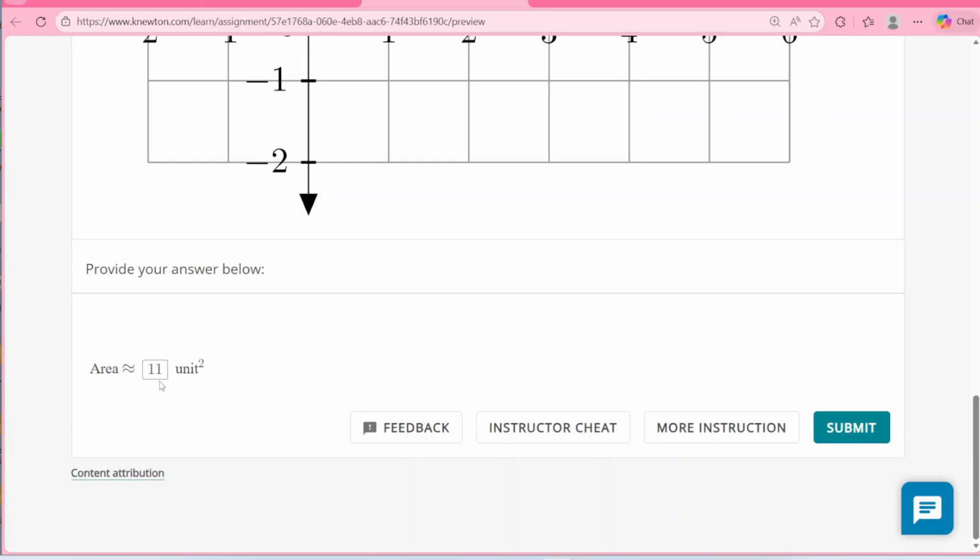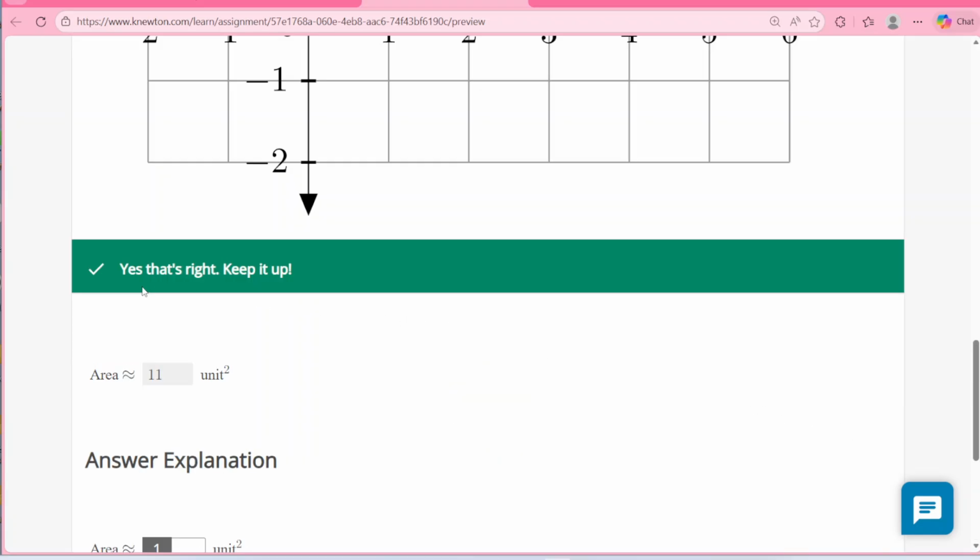Now, once you've entered an answer, you hit submit, and if you are correct, something green will come up and give you a confirmation that it was correct, and words of encouragement, keep it up.